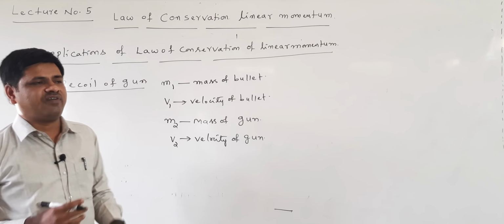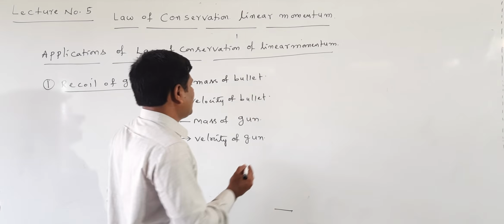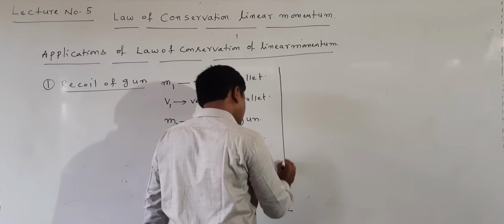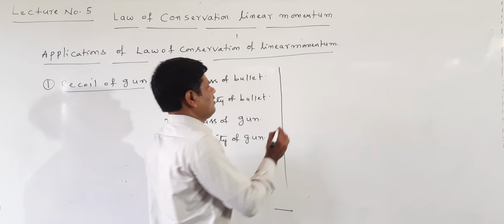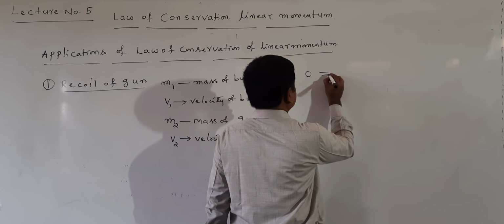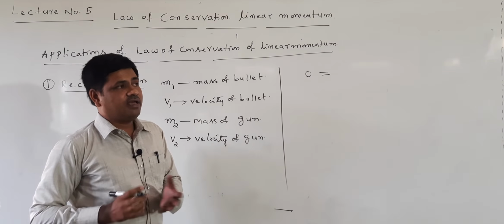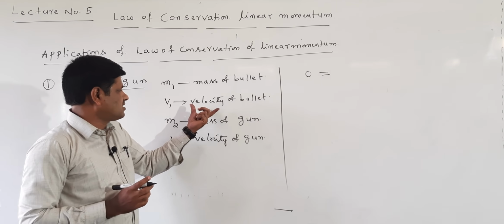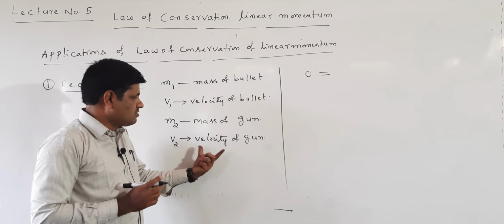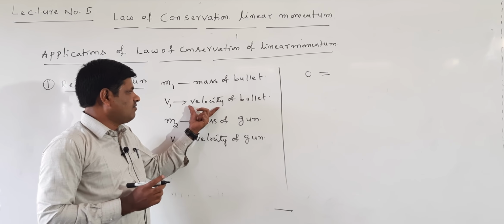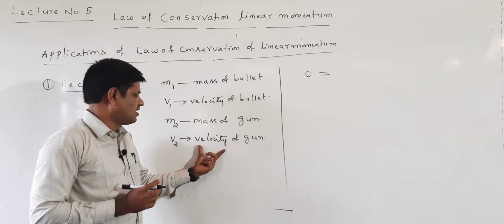Rest position before firing. Before firing, both are at the rest position, which means the total momentum is 0. Before firing of the gun, the total momentum is 0. After firing, the bullet moves with velocity v1 and the gun moves with velocity v2. Here v1 is the velocity of the bullet and v2 is the velocity of the gun.